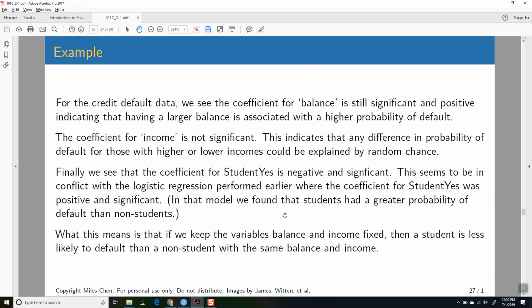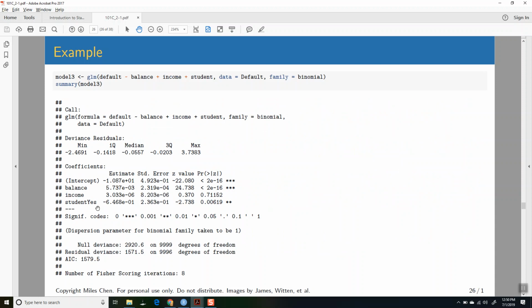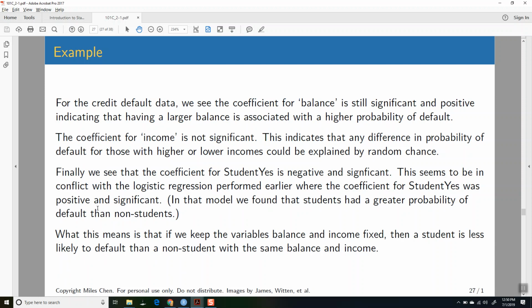As before, the coefficient for balance is significant and positive, and that means having a larger balance is associated with a higher probability of default. The coefficient for income is not significant, so any difference that we see in the probability of default with those with higher or lower incomes can be explained away with random chance. And lastly, for student yes, we have a negative value.